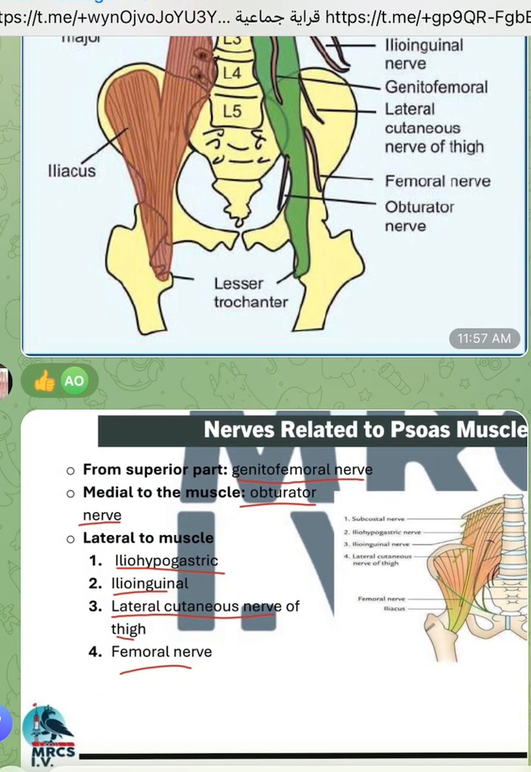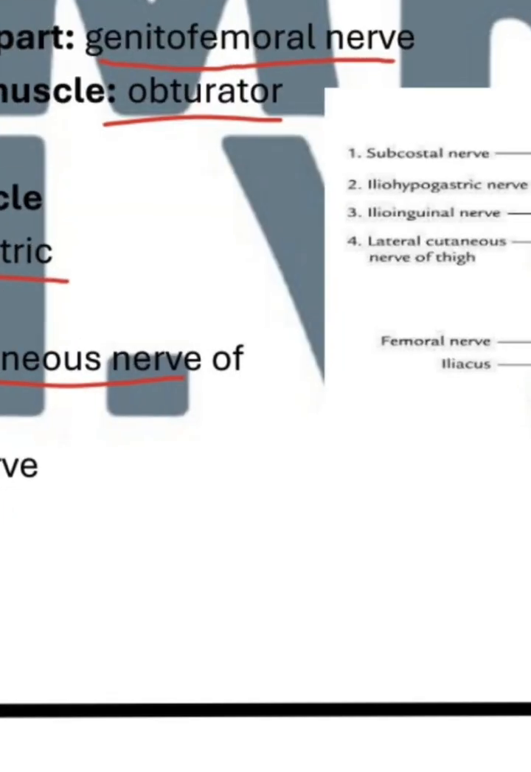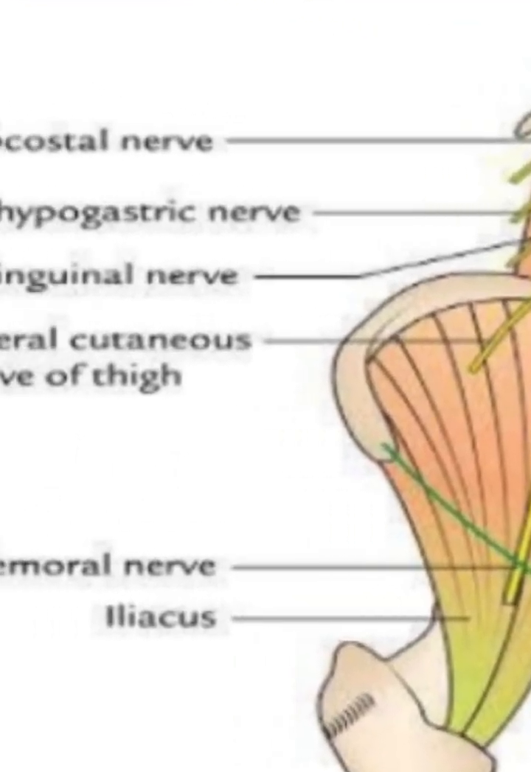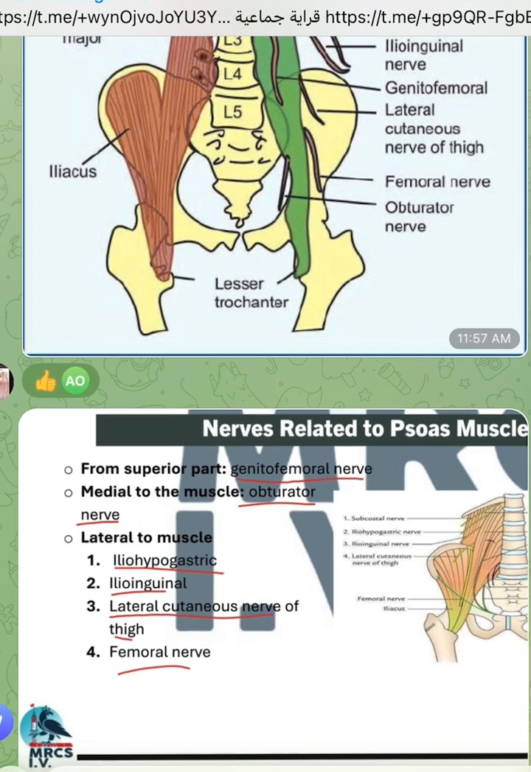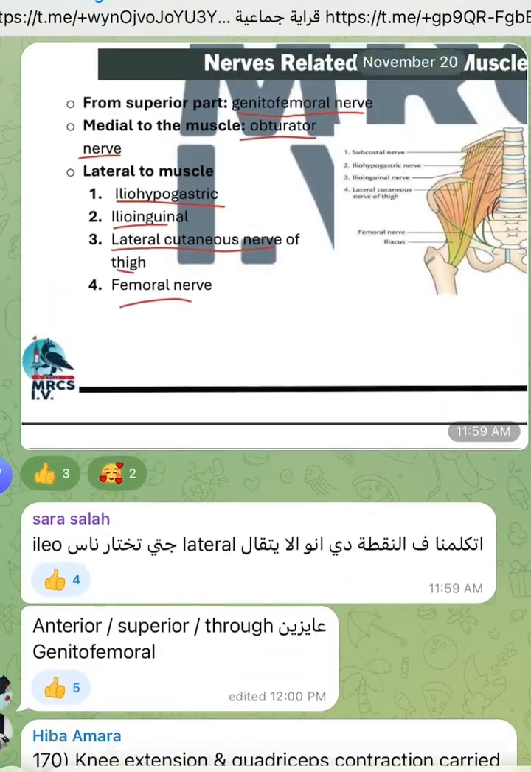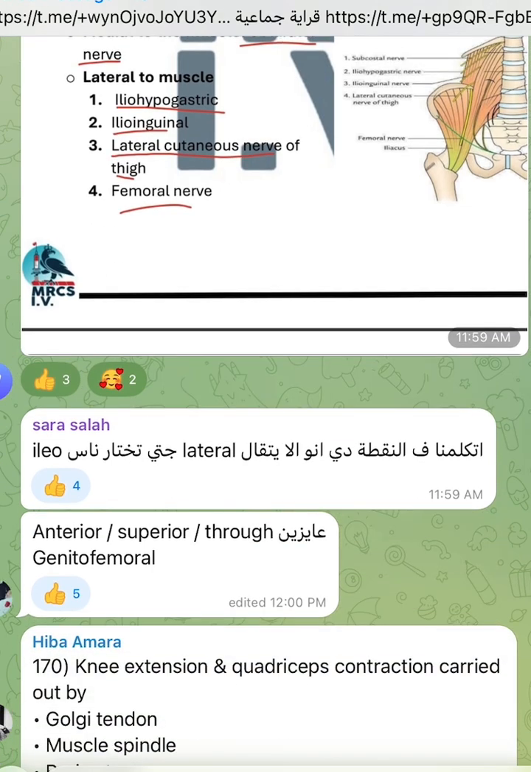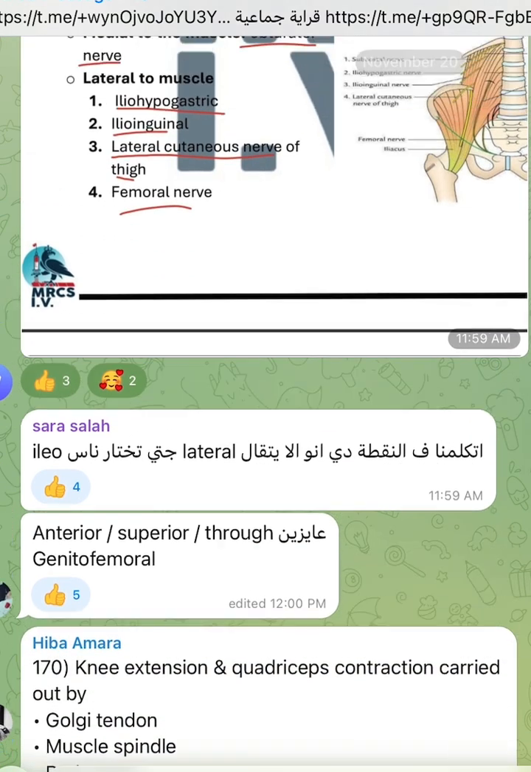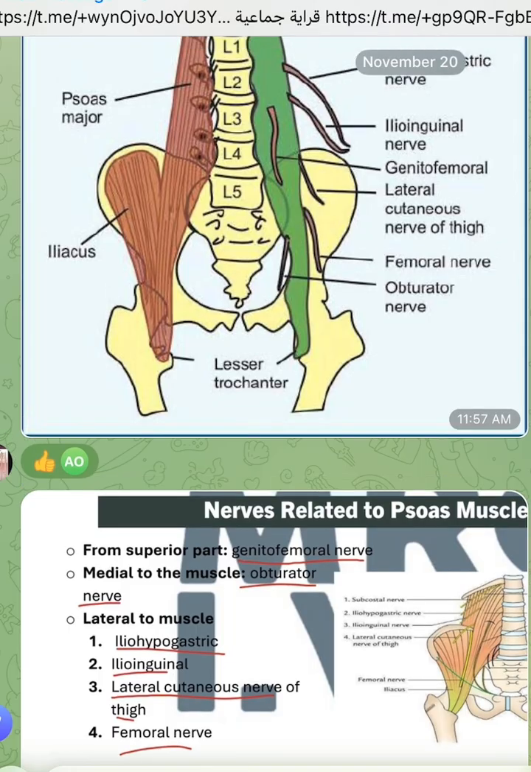Nerve related to psoas major. You see, this is the picture. This is genitofemoral. These are from the lateral sides. This is the anterior side. Femoral is also lateral and anterior, means in front, and they are talking about front. Anterior superior through the genitofemoral. So genitofemoral nerve is from inside, anterior.